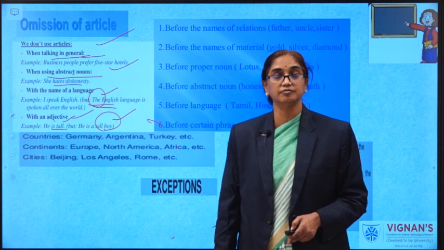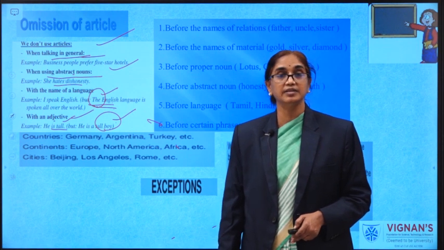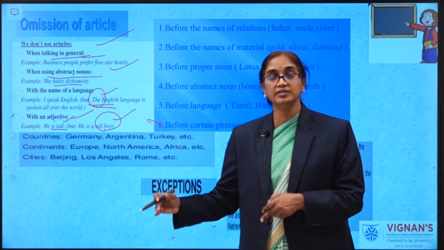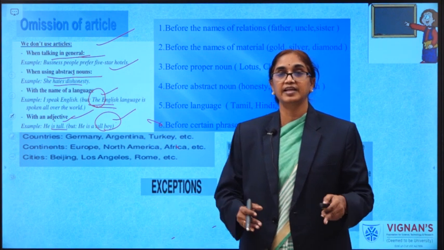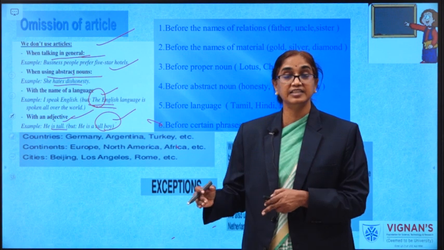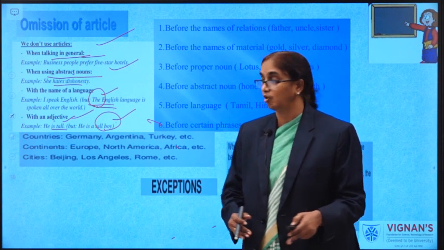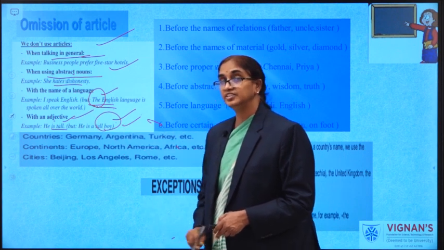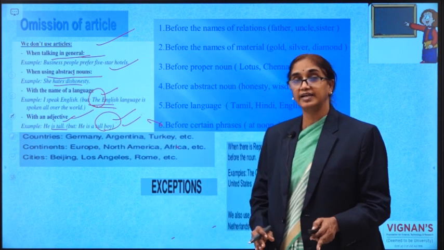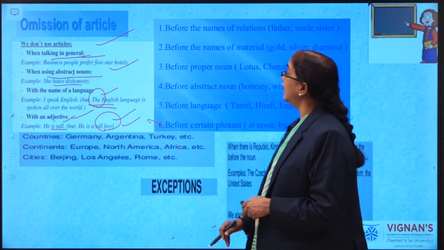"She is lazy." I don't say that, but when I use it in association, an adjective preceding the noun will take an article. "She is an intelligent girl." "He is a lazy boy." These are some of the ways in which we may use it. But in general, when you're talking only about the adjective, you will not use any article.